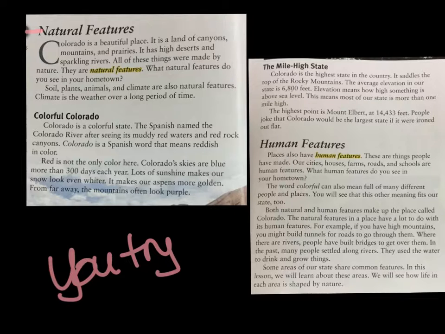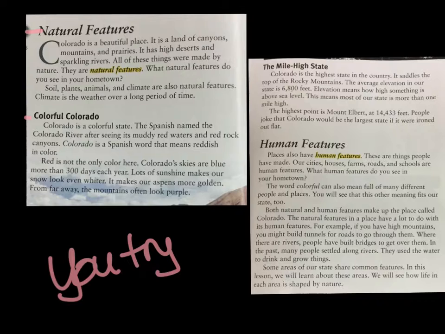Natural features. Colorado is a beautiful place. It is a land of canyons, mountains, and prairies. It has high deserts and sparkling rivers. All of these things were made by nature. They are natural features. What natural features do you see in your hometown? Soil, plants, animals, and climate are also natural features. Climate is the weather over a long period of time.